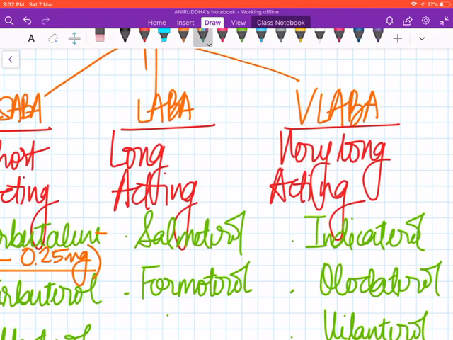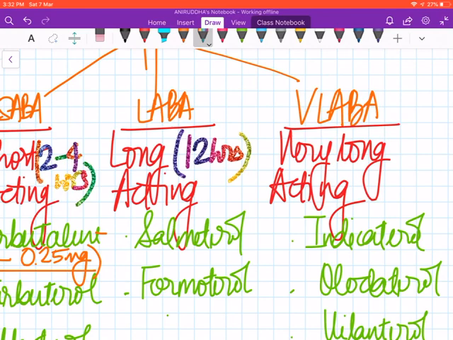So when I say that these are short acting, what I mean is that the duration of action is just 2 to 4 hours. The long acting have a duration of action of nearly 12 hours, and the very long acting have a duration of action of 24 hours. Okay.